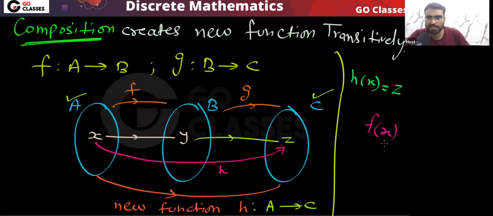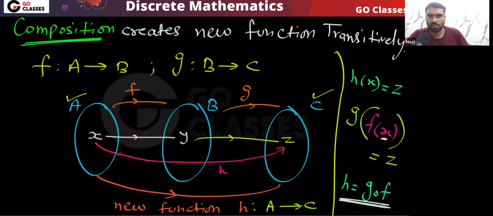On this X, first you will apply F. You will get Y. Remember, this is your Y. On this Y, what are you applying? You apply G. Then finally you will get Z. Yes or no? So remember, that is the reason this H is written as GOF. This is how we write H equal to GOF.